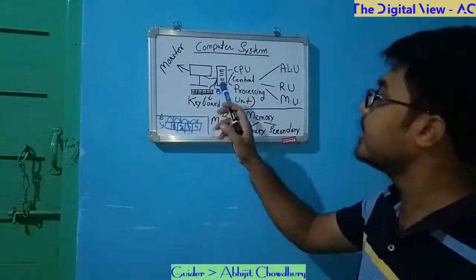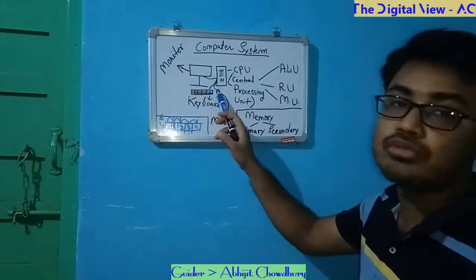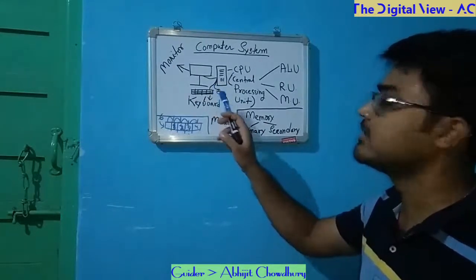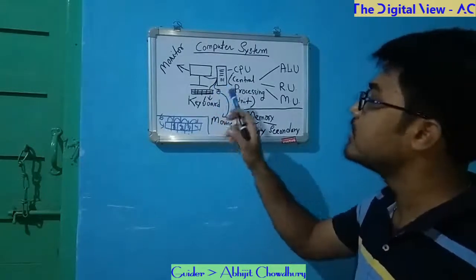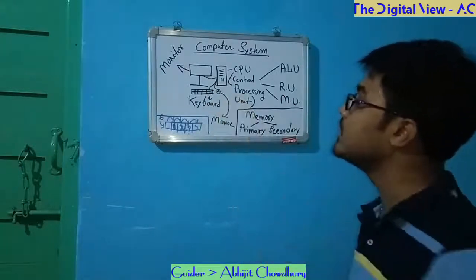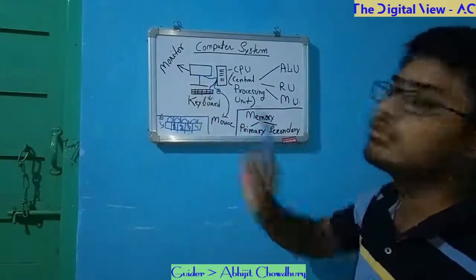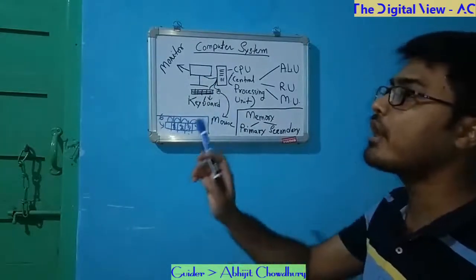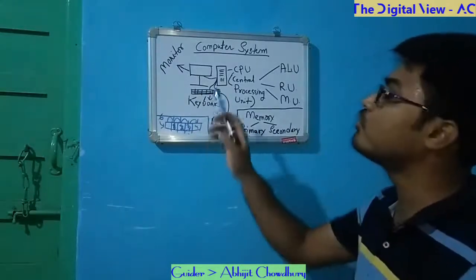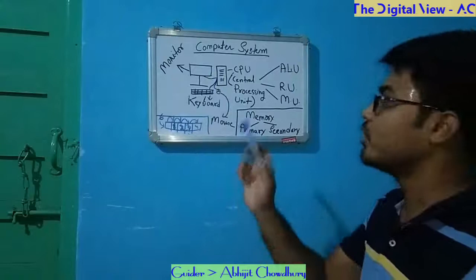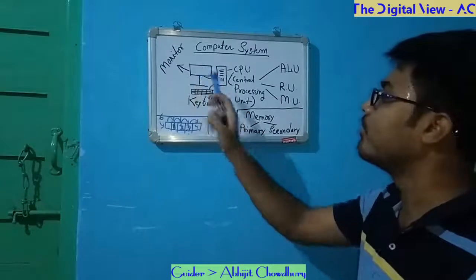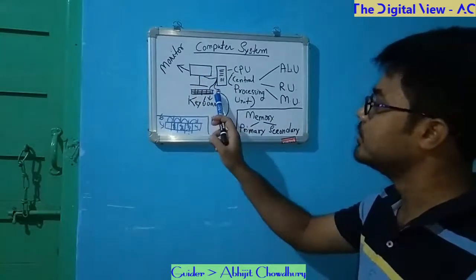For clicking on any option we can use the mouse. This device is known as the mouse. The keyboard is used for typing something into the computer. The mouse is used for pointing at something on the computer. Suppose you want to point at the save option, or the open option. Suppose you want to play a song, so you must point at the song first. So for pointing at anything on the computer, you must use a mouse.